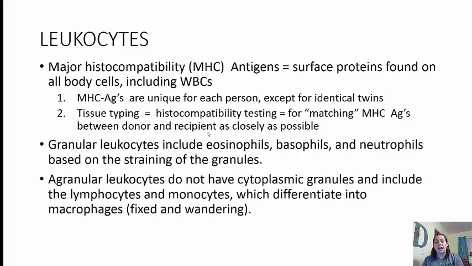On the other hand, we have the agranular leukocytes. When you add A in front of a word, it means not or without. They do not have cytoplasmic granules, and these include lymphocytes and monocytes. Monocytes, though, will differentiate when they go through the process of maturing into what we call macrophages. Now, macrophages can either be fixed, meaning that they stay in whatever tissue that they end up in, or they can be wandering, where they can move in and out of tissues, in and out of the blood, and so on.